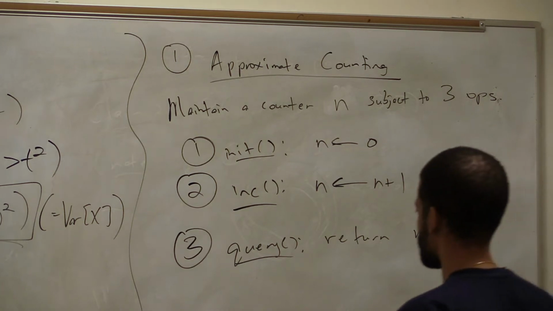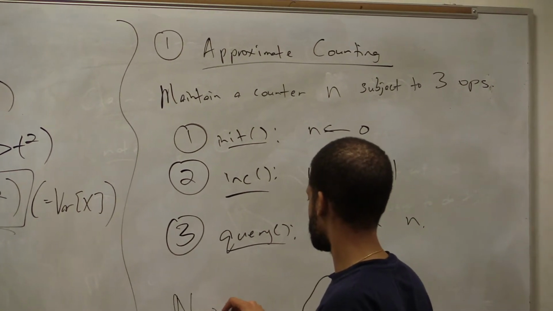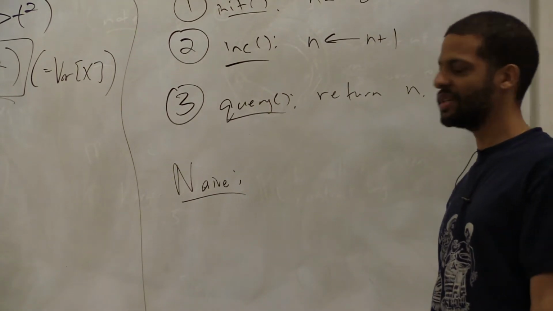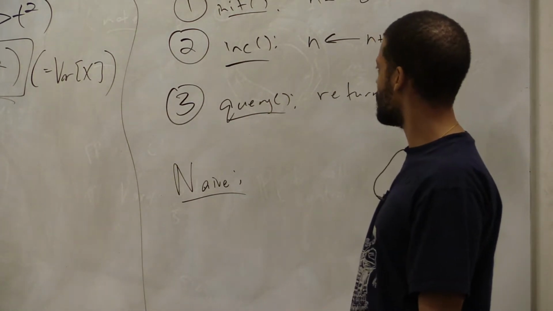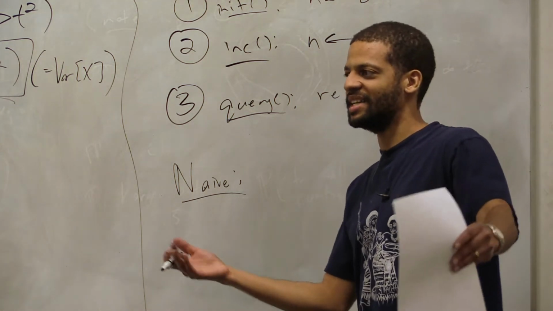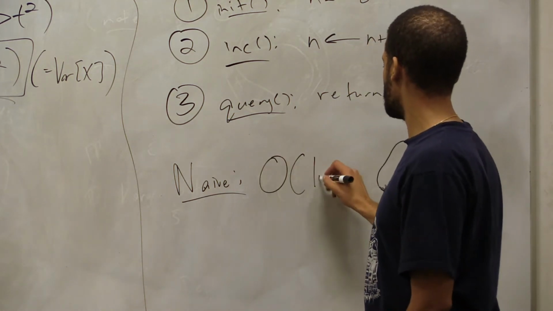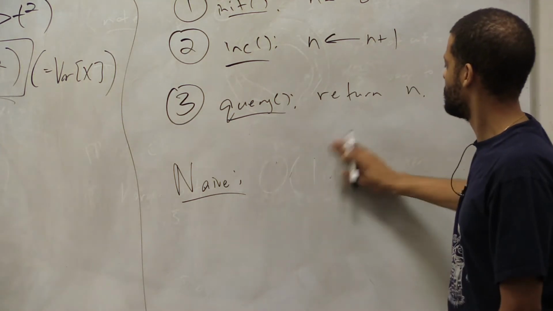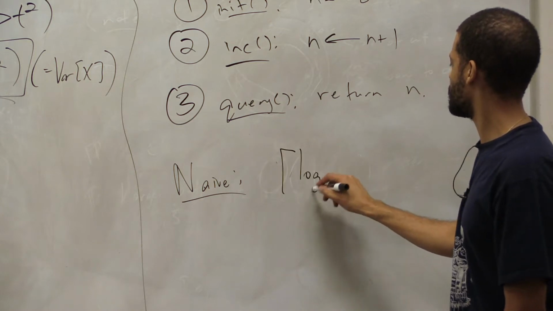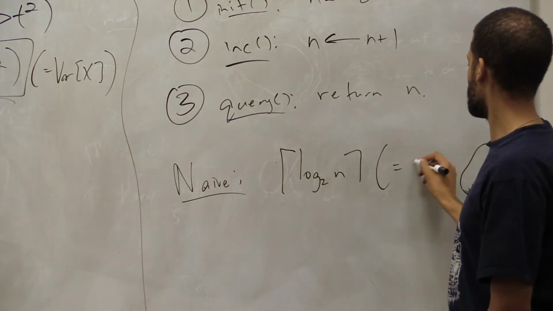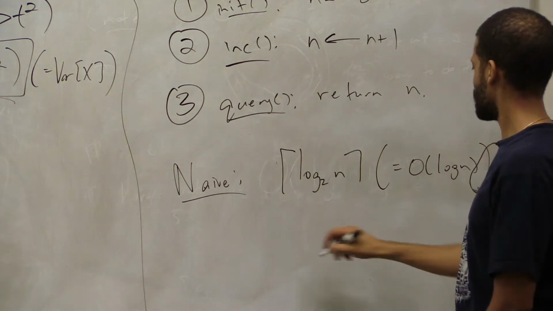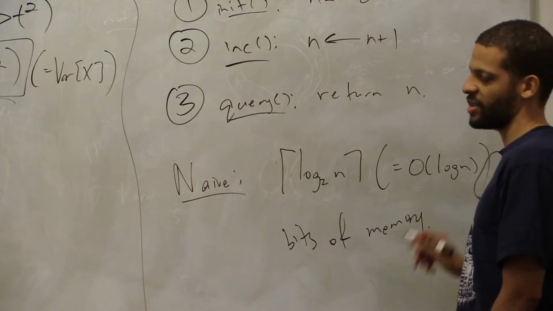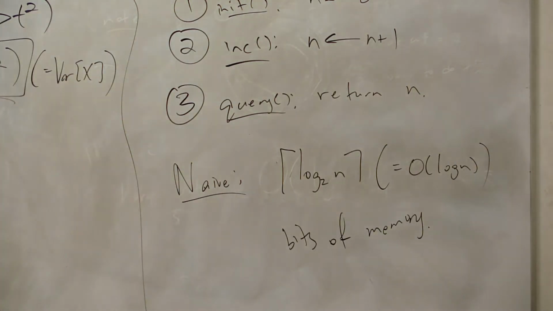So the naive algorithm is just maintain n in a single word. Since n is a number between 1 and n, this uses O of log n bits. In fact, it uses exactly log base 2 of n, which is O of log n bits of memory, to represent a number that's as big as n. Now, can we do better?